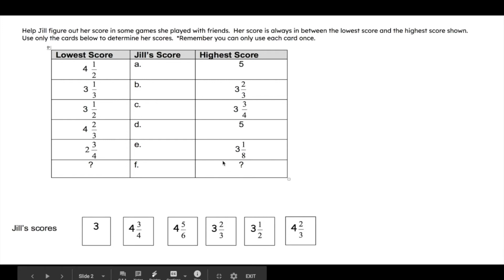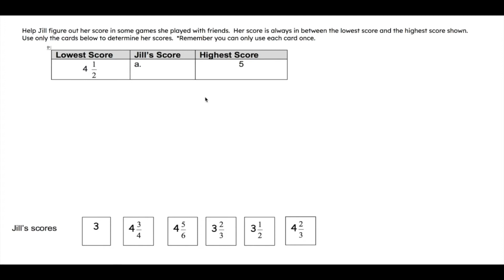So these cards down here are her possible scores, right? For letter A, we know her score is going to be more than 4.5, but less than 5. And it's got to be one of these. And then for letter B, we know her score is more than 3 1/3, but less than 3 2/3, and so on and so forth. Let's go ahead and focus on just letter A. We know the lowest score is 4.5, the highest score is 5.